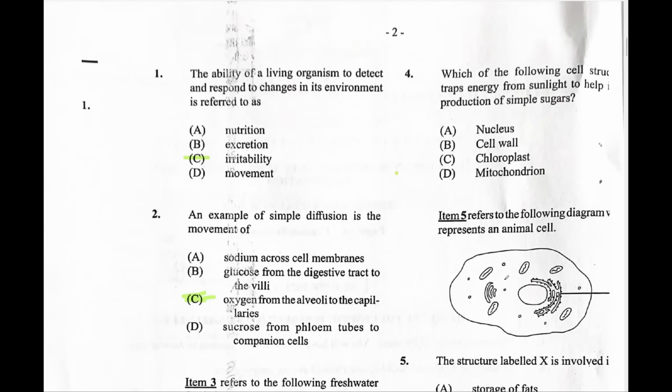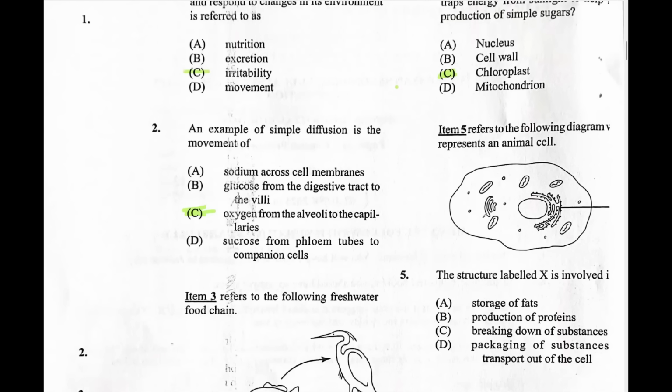Question 4. Which of the following cell structures trap energy from sunlight to help in the production of simple sugars? And we know that that will be the chloroplast. The chloroplast in plants does photosynthesis. So C is the answer for number 4.